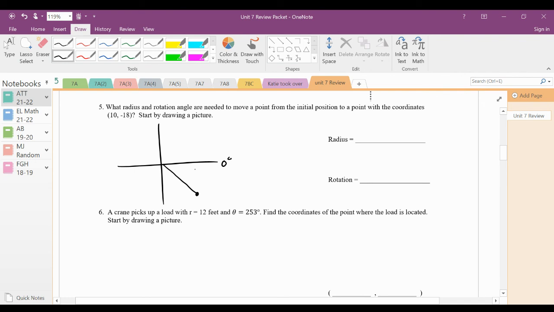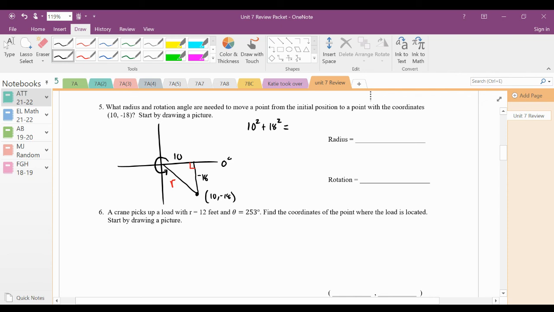I'm just going to sketch a possible 10, negative 18 here. It's an x value of 10, a y value of negative 18, and my rotation angle is going to be at least 270 degrees, if not more than that. All right, so I need to find the radius, which is our r value. That's going to come from doing some Pythagorean theorem here. When I do that Pythagorean theorem, technically I'm squaring negative 18, but because these are side lengths, I'm not really worried about making that negative.